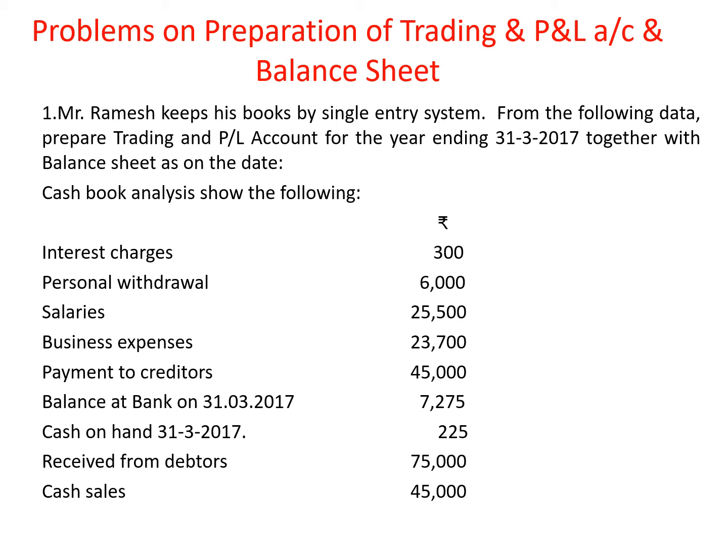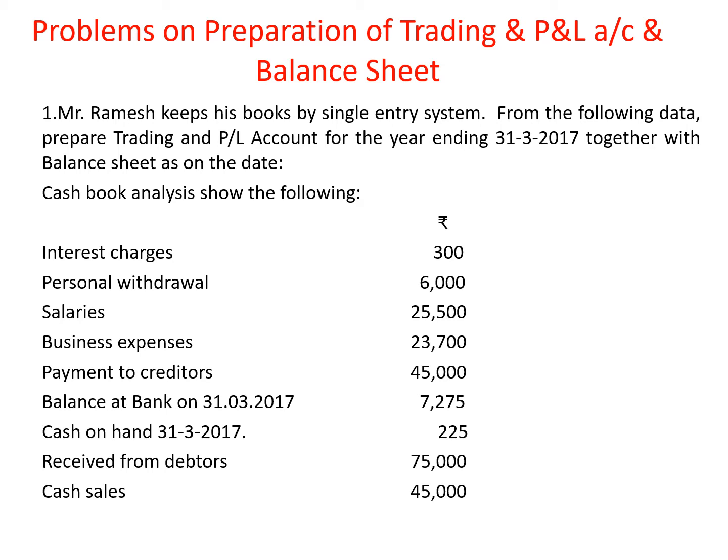Next comes salaries, 25,500. So salary is an expenditure, indirect. So this will go to cash account payment side and PL account payment. Next is business expenses, 23,700 is given. This should be taken to cash account and PL account. Next, payment to creditors, 45,000. So payment to creditors will go to creditors account.